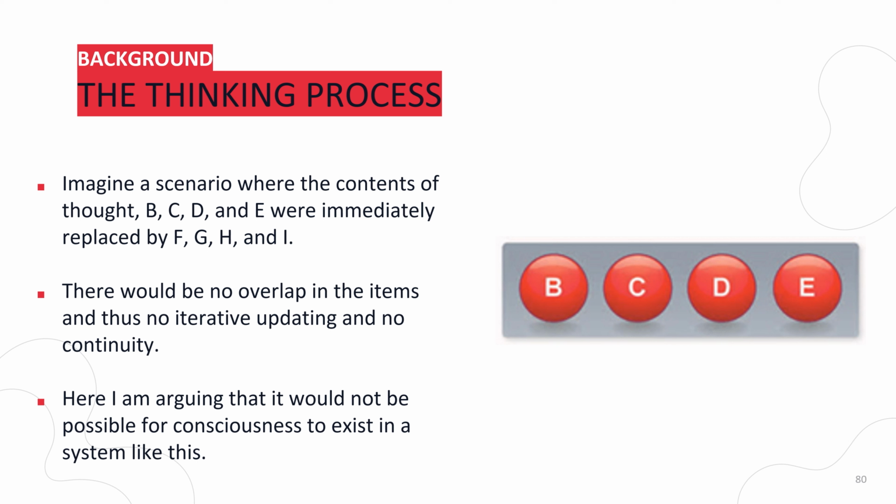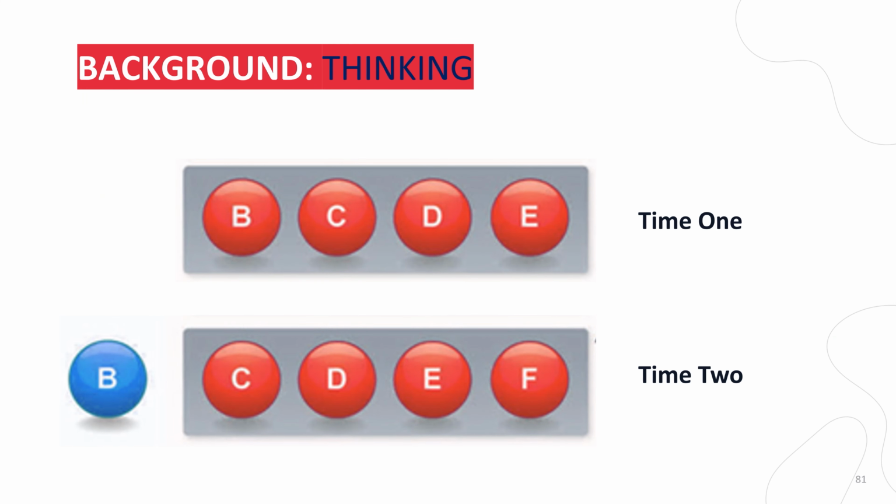Imagine a scenario where the contents of thought B, C, D, and E were immediately replaced by F, G, H, and I. There would be no overlap in the items, and thus no iterative updating and no continuity. Here I'm arguing that it would not be possible for consciousness to exist in a system like this. Instead, this model points out that the experience of consciousness is made possible because the underlying brain activity does not change abruptly, but rather changes gradually over time.